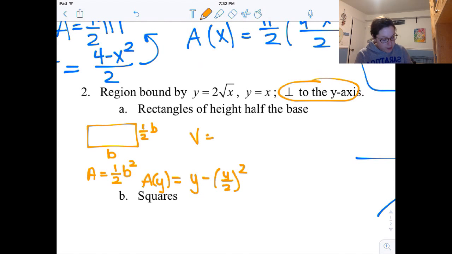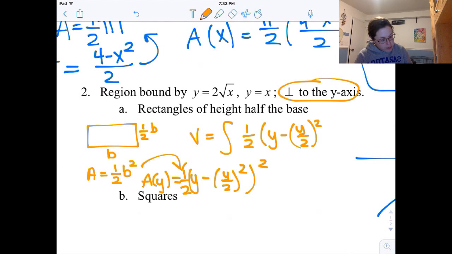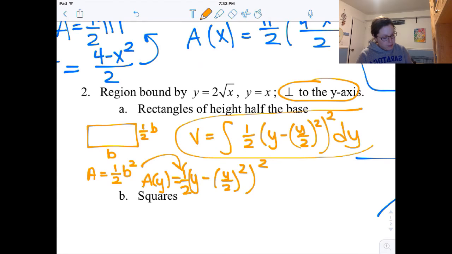So my volume then is going to be the integral of that, right? Or sorry, this is your base squared times 1/2. So that's your area function. I just forgot to plug in for b. So volume would be the integral of 1/2 the base squared, which is y minus (y over 2) squared, dy. Again, send questions as we're doing these. If you're looking at it and you're going, I don't get it, send me a question, okay?